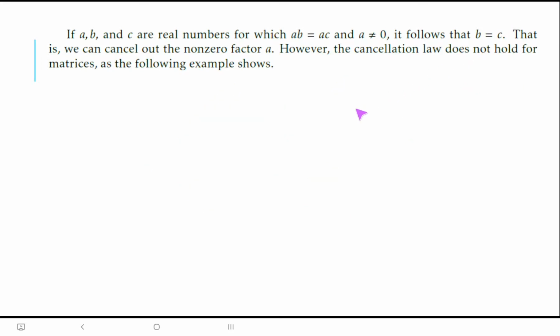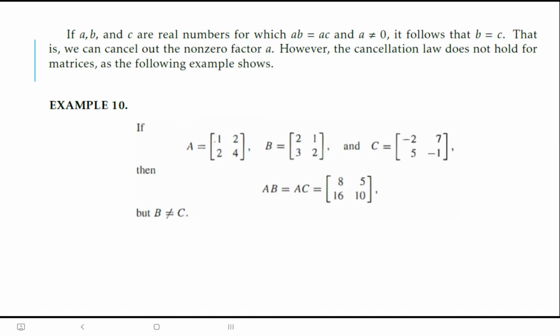Okay, pagdating sa matrices, hindi ganito yung case natin. So, kung titingnan natin to, we try natin computein si AB, tapos si AC. Okay, so AB is just equal to AC. So, pareho silang equal sa 8, 5, 16, 10. Pero, maski equal yung product ni AB at saka product ni AC, okay, B is not equal to C. So, yung cancellation ay hindi nag-work pagdating sa matrix multiplication.